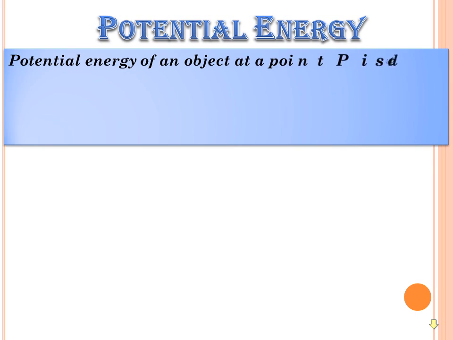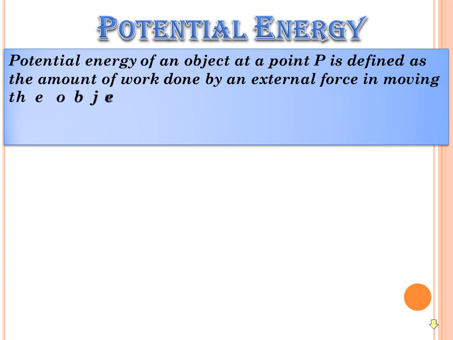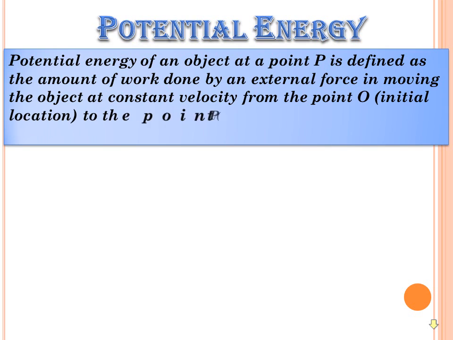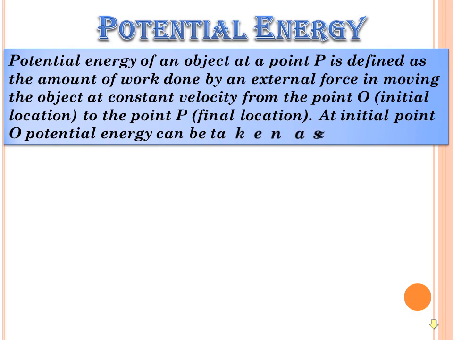Similarly, a drawn bow is able to store energy as a result of its position. When assuming its usual position, that is, when not drawn, there is no energy stored in the bow. The potential energy of an object at a point P is defined as the amount of work done by an external force in moving the object at constant velocity from the point O, the initial location, to the point P, which is the final location. At the initial point O, potential energy can be taken as 0.